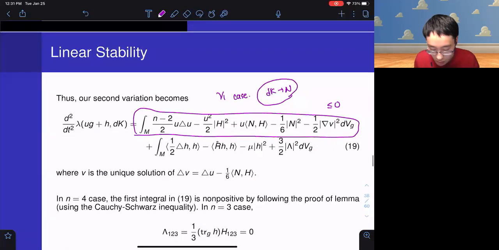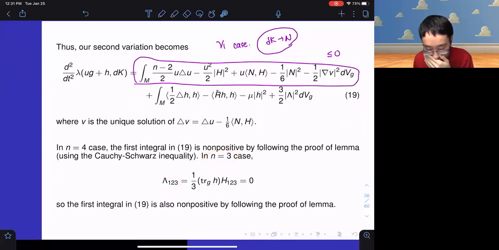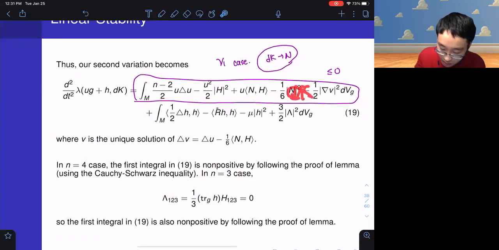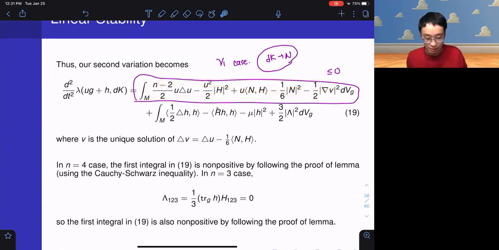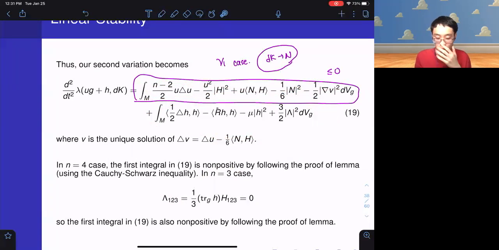And you may ask what happens when n is 3. The n is 3 case is really special because in this case, our capital lambda is actually 0. So n is actually dk. Therefore, this is always non-positive. And by doing so, you only need to deal with the term related to h. There is no dk; we don't need to deal with dk anymore.